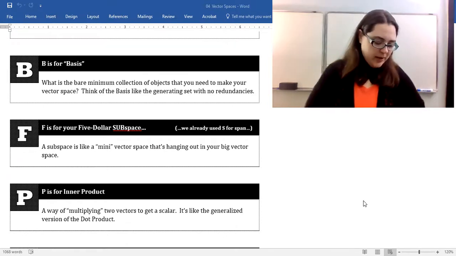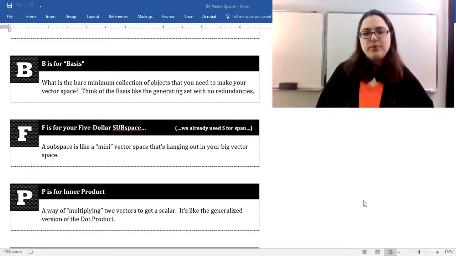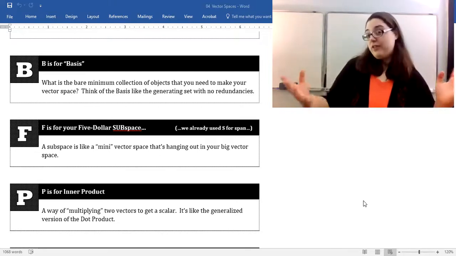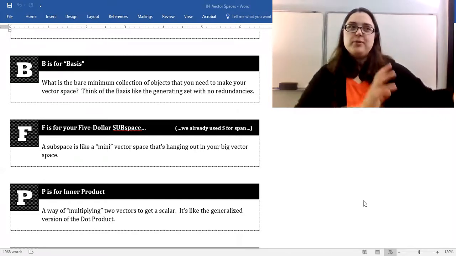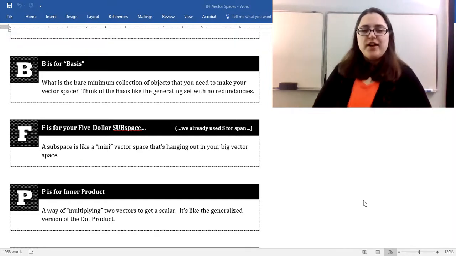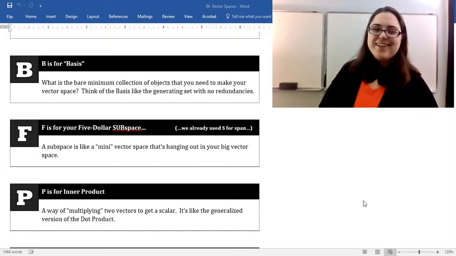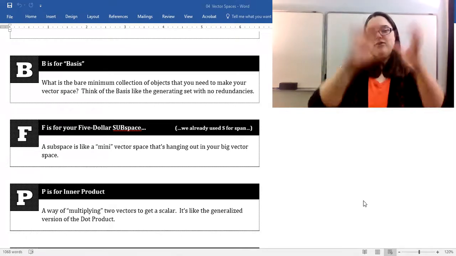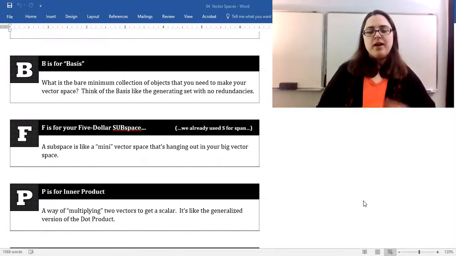Now, I have another word that begins with S, but we already used S before. So this is for your $5 footlong, your $5 subspace. So F is for subspace. A subspace is like a mini vector space that's contained in your big vector space.